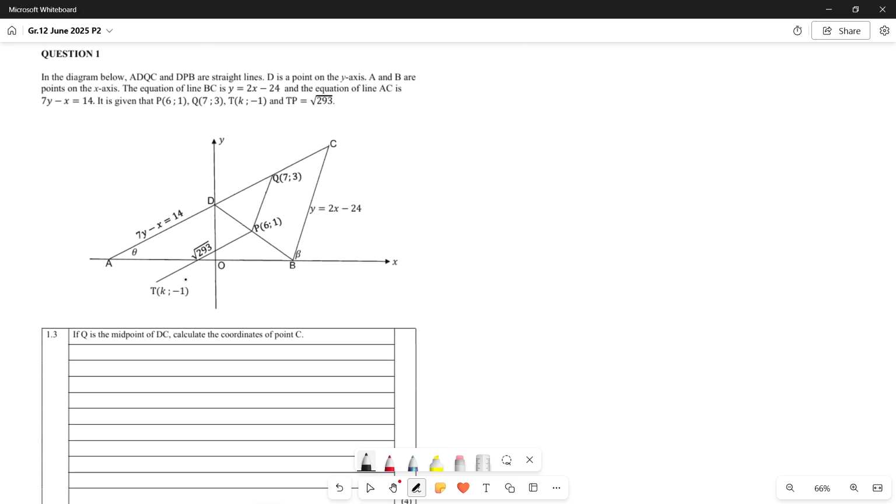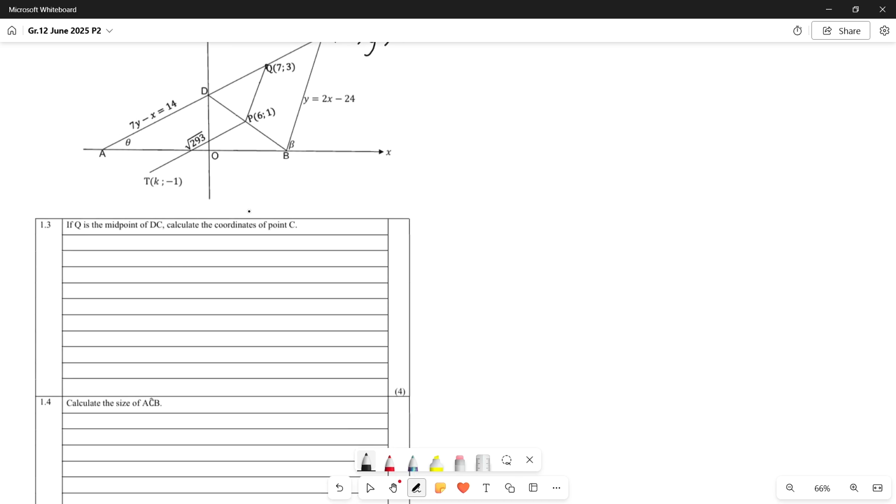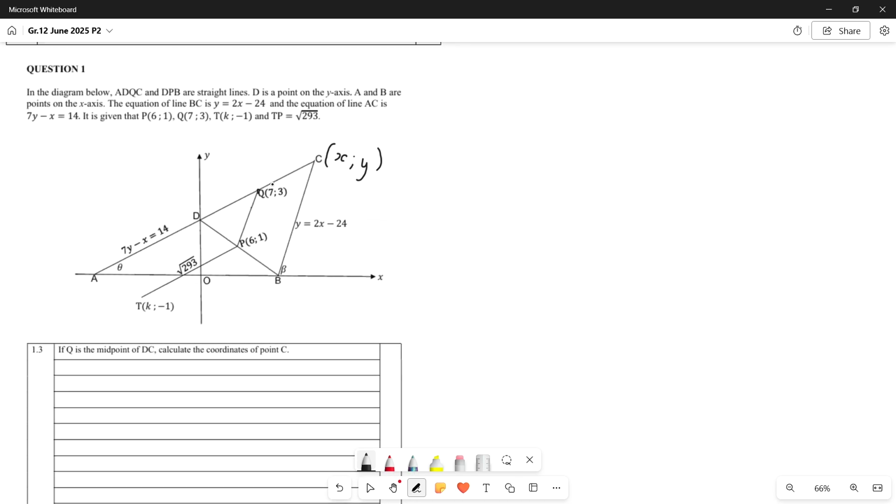So the next question, if Q is the midpoint of DC, so Q is over here, calculate the coordinates of C. So we need this point over here. We need its x and its y coordinate. We don't have them. We have Q here, with the x and the y, and then we just need D's coordinates. So this is a 4-mark question using midpoint working backwards, but we don't have D just yet, but we can just manipulate this equation in order to calculate D's coordinates.